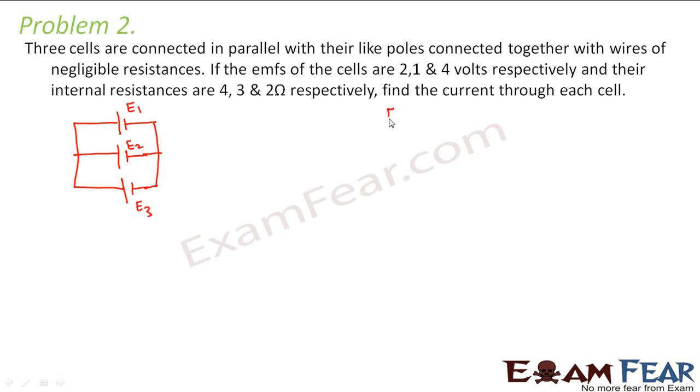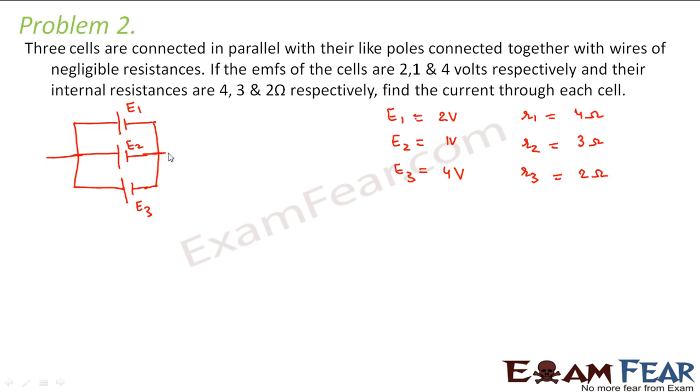If the EMFs of the cells are 2, 1 and 4 volts respectively, that means E1, E2 and E3 are given as 2 volt, 1 volt and 4 volt respectively, and their internal resistances, that is R1, R2 and R3, are given as 4 ohms, 3 ohms and 2 ohms respectively. So we have to calculate the current through each cell.